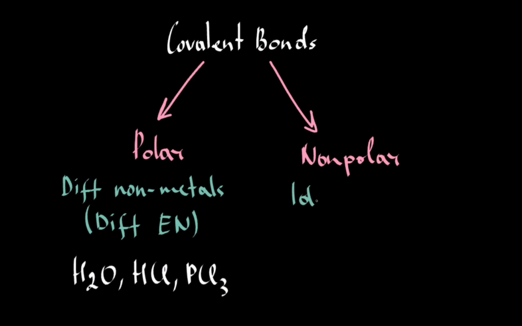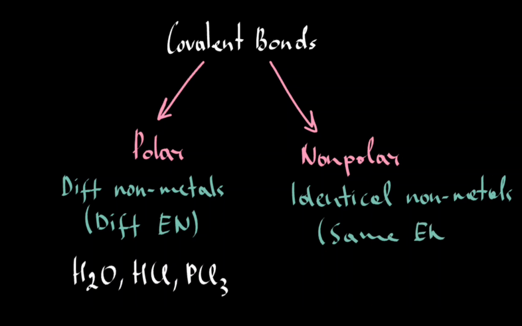Nonpolar covalent bonds occur between identical nonmetal atoms. In these molecules, electrons are shared equally because the atoms involved have the same electronegativity. For example, H2, N2, S8, and P4.